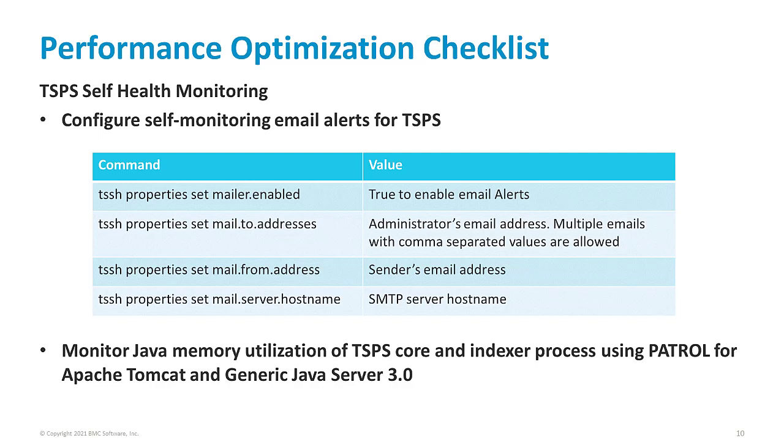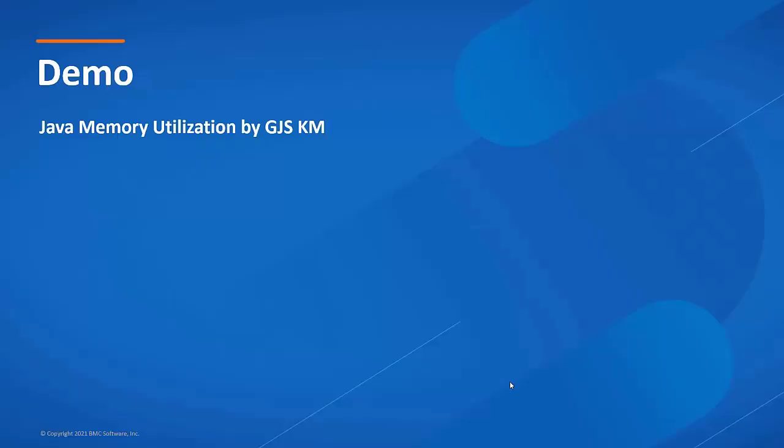In addition, we suggest monitoring the Java memory utilization of the TSPS process. This can be done using Patrol for Apache Tomcat and generic Java Server KM. The TrueSight products are based on Java, so monitoring the Java process helps you understand how the memory is being utilized by the process over a period of time and see the trend of memory utilization. This information can also be helpful for support and R&D team while troubleshooting any kind of performance issues. So let me quickly show you the Java monitoring that I have in place for TSPS core and index processes using GJSKM.